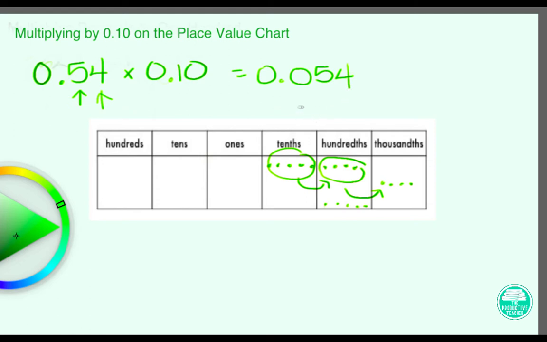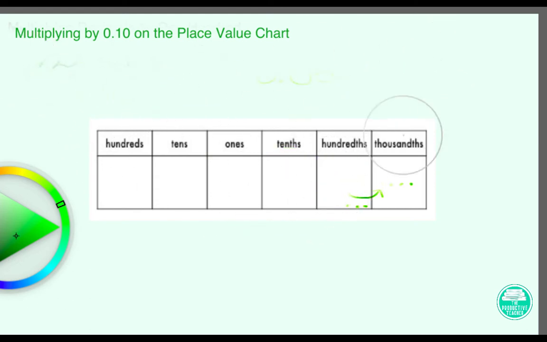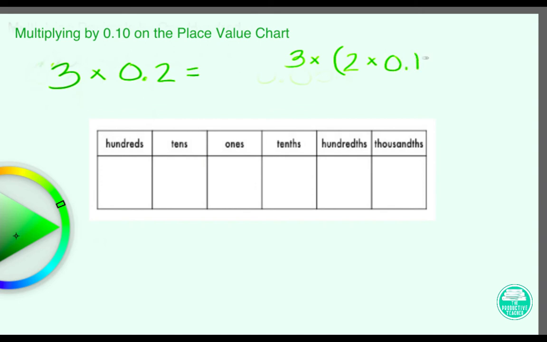Okay, now let's make it a little more complicated. What if I'm multiplying by a multiple of 1/10? For example, let's go back to our 3. What if I was multiplying this by 2/10? What would I do here? Well, I'm going to go back and use the associative property of multiplication that you probably learned a while ago. So I'm going to write this out as 3 times, and put parentheses in, 2 times 1/10. Because we can all agree that 2/10 is the same as 2 times 1/10.